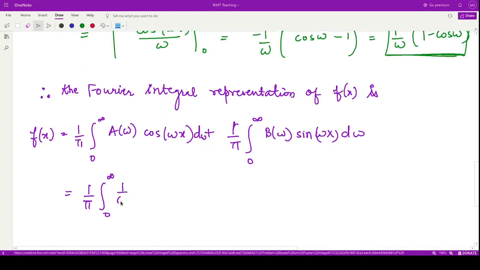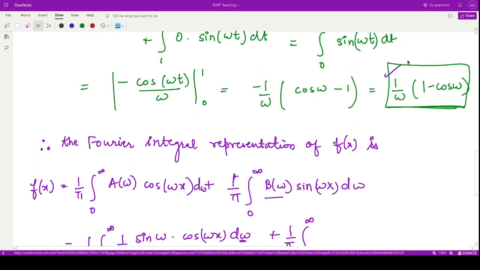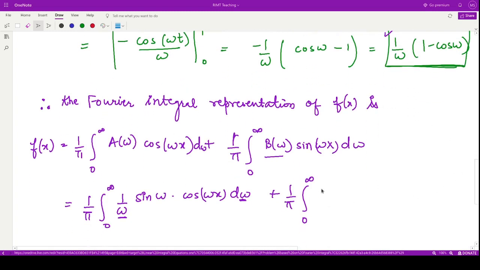So it is 1 by omega sine omega cos omega x d omega. Now you cannot move this 1 by omega outside because the integration here is performed with respect to omega. So you have 1 by pi integration from 0 to infinity. In place of b omega, I can now use this value. So I have 1 by omega (1 minus cos omega) into sine omega x d omega. So this is the value.